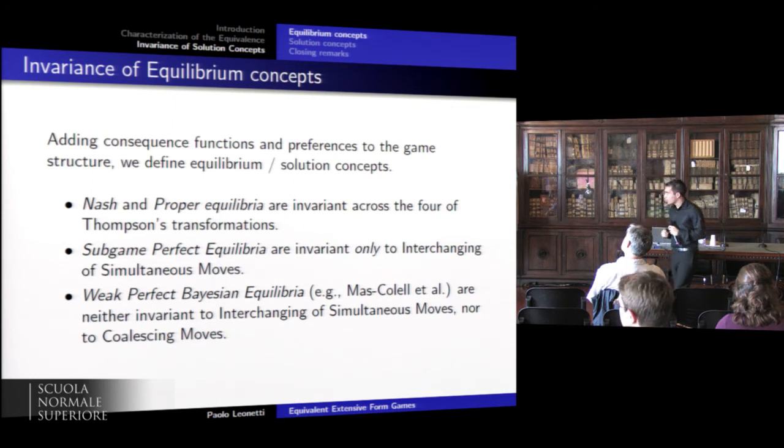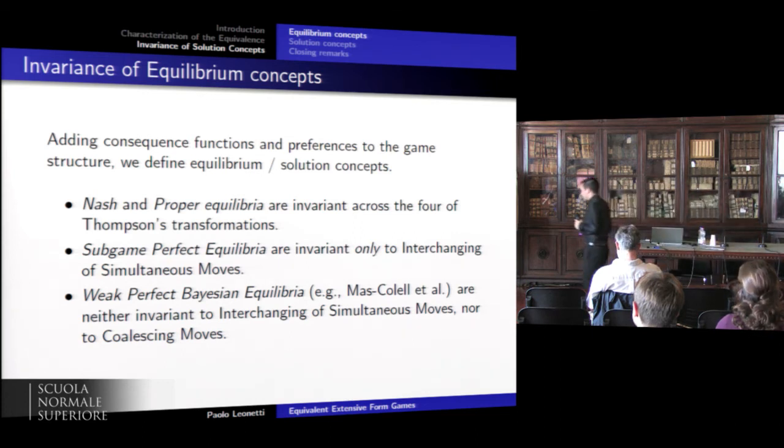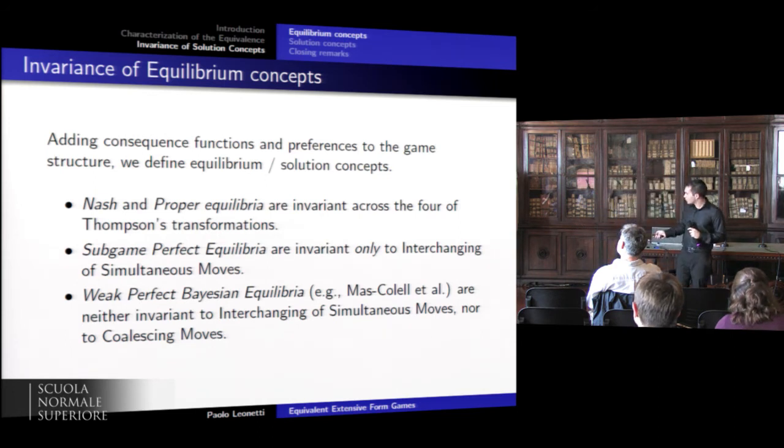Why are these transformations important? Because they provide a way to evaluate and assess equilibrium concepts and solution concepts. Meaning that there are well-known types of equilibria that are not invariant to these basic transformations. Since the essential transformations are this one and this one, we can see, for example, that the subgame perfect equilibrium is invariant only to the first one and not to coalescing.